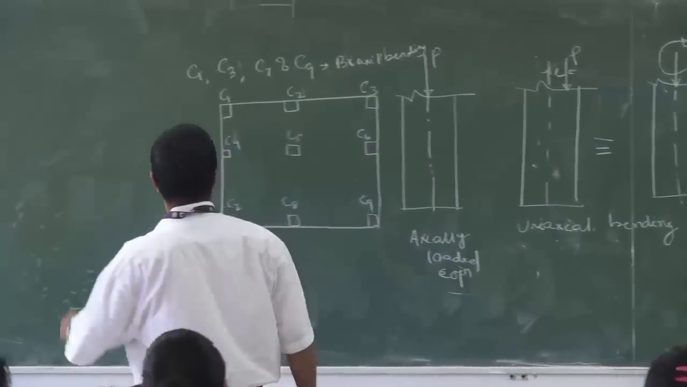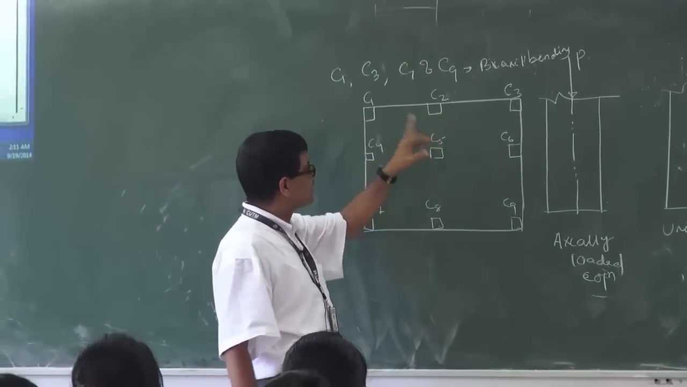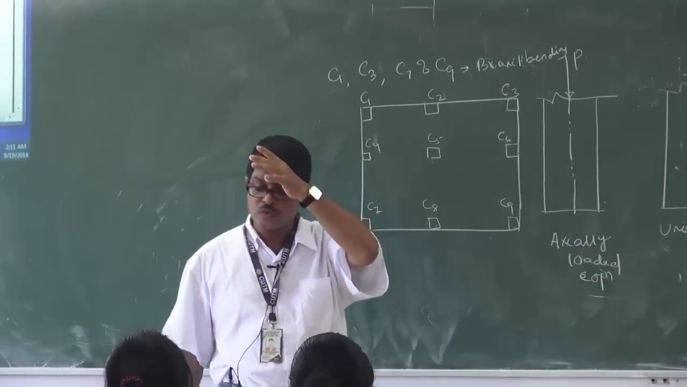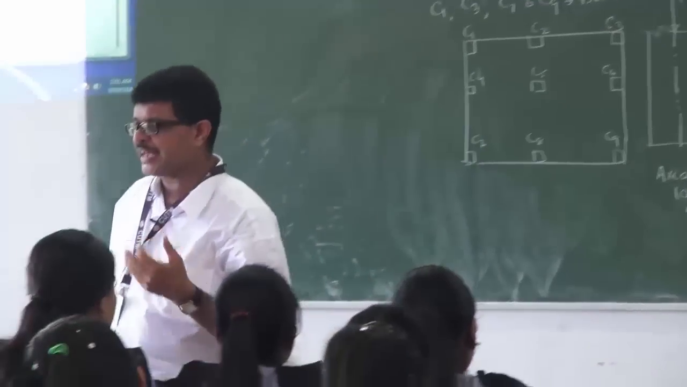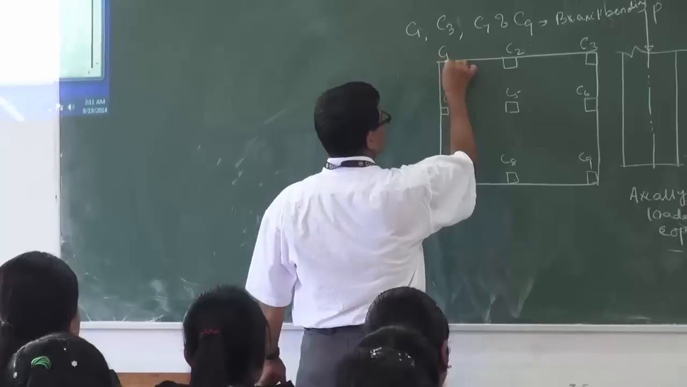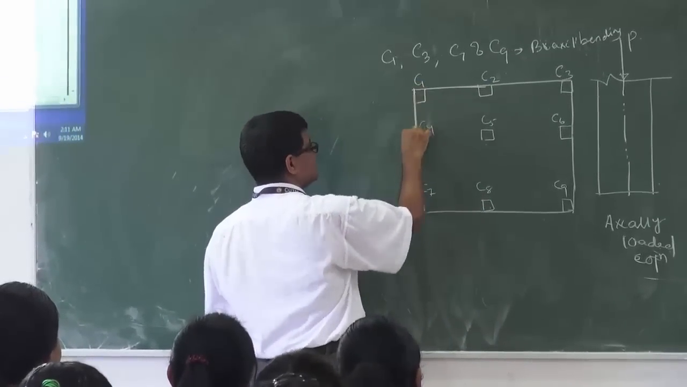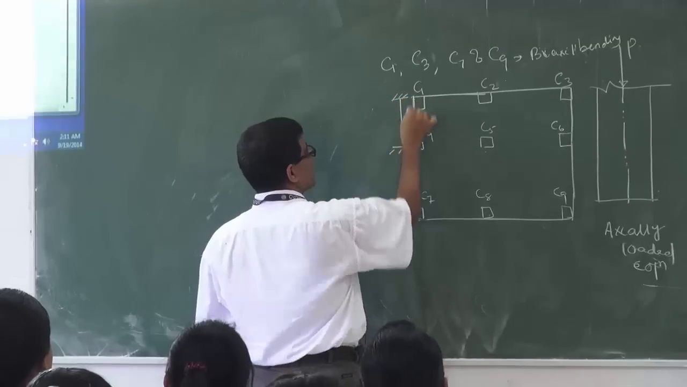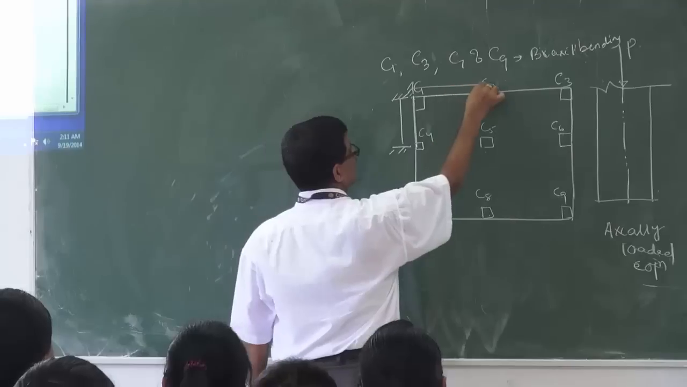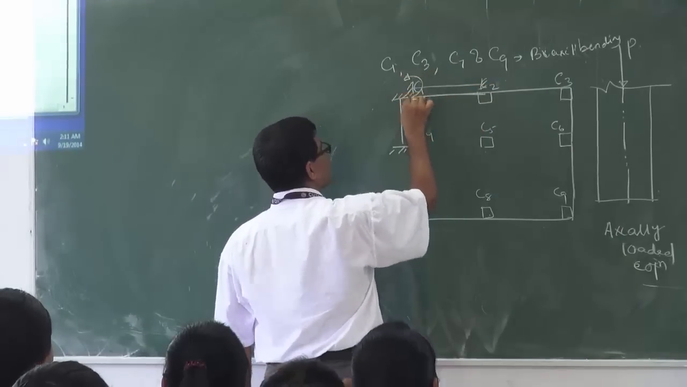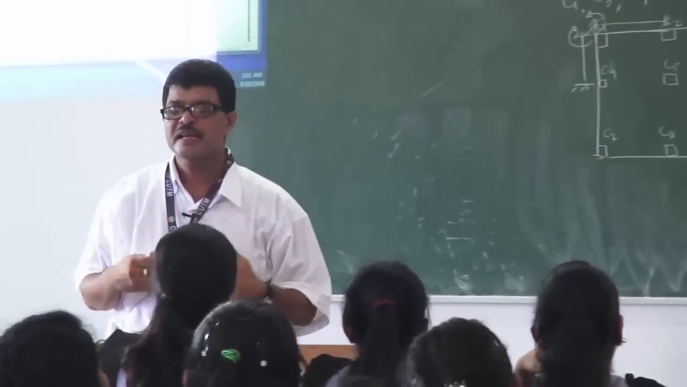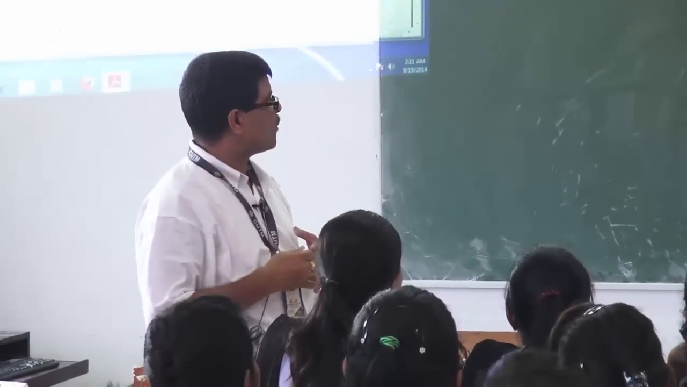So now these four columns C1, C3, C7 and C9 are subjected to biaxial bending. Bending will come in both axes. How will it come? This is a beam here and this is a beam here. These beams will be treated as fixed ends, and if both ends are fixed, here will be a moment and here will be a moment. Moment will come from both axes. That is why it is called biaxial bending. Okay, moment will come from both sides.